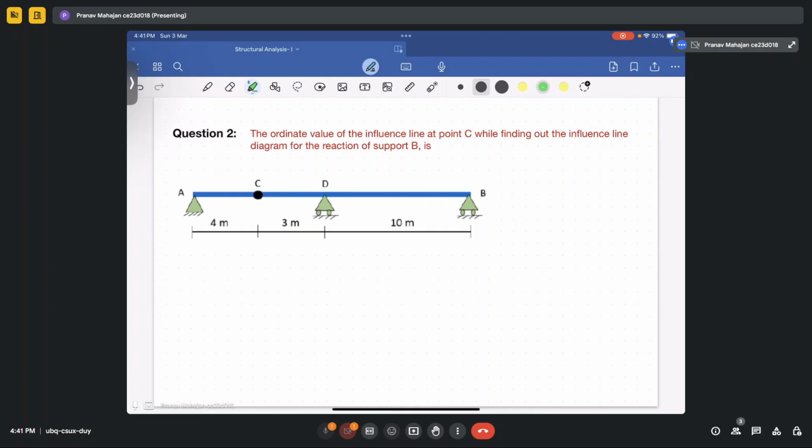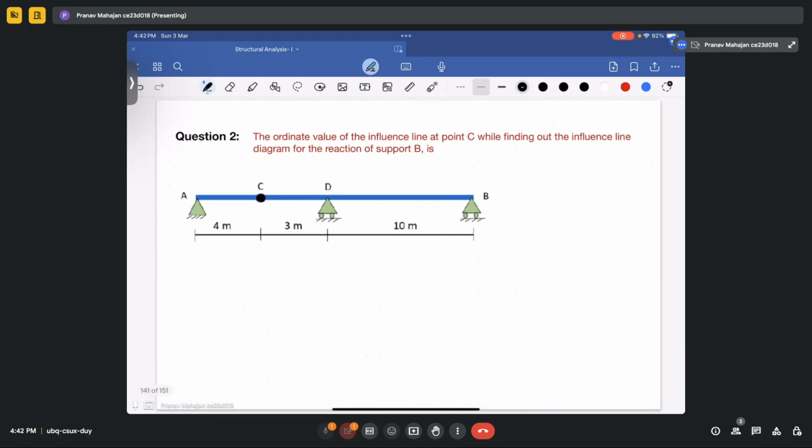Now let's have some idea about the questions you have to solve based upon this influence line diagram. The first question is the ordinate of the influence line at a particular point C. You need to calculate the ordinate value at point C while finding the influence line diagram for the reaction of support B. So what we will do is find the influence line diagram for support B.